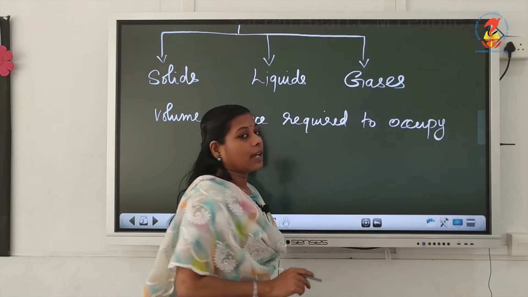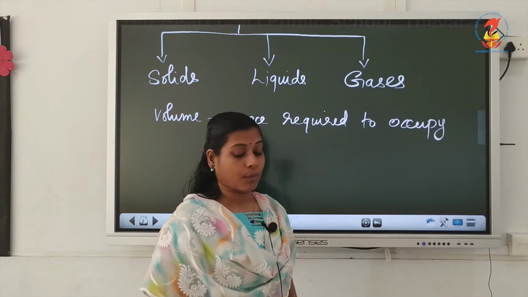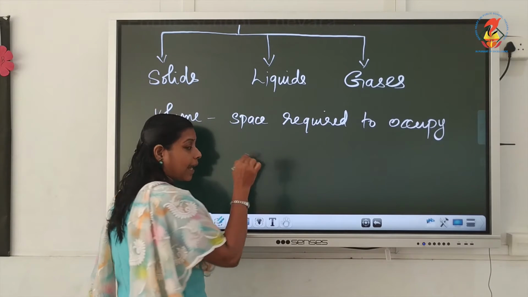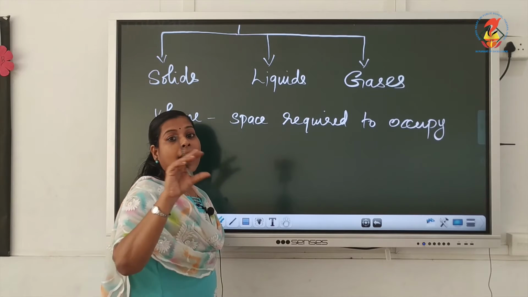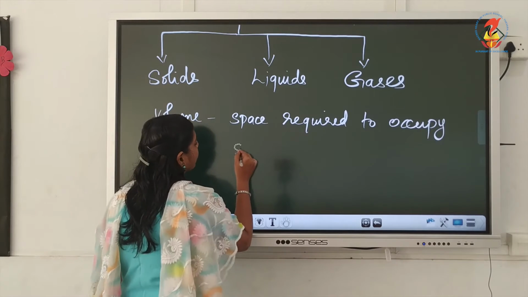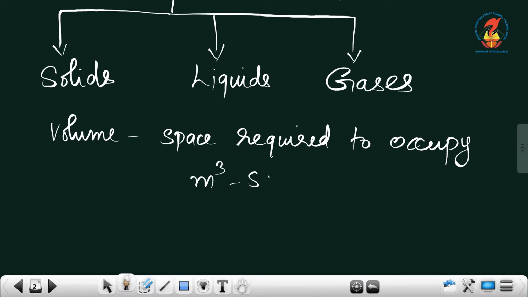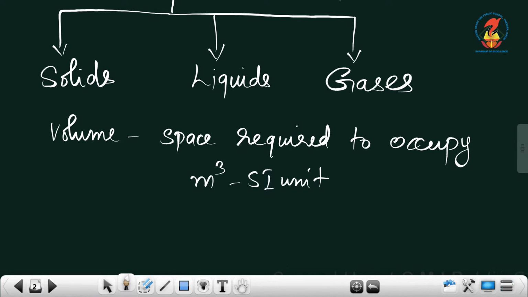And what is the SI unit of volume? The common SI unit of volume is meter cube. For a material to occupy space, it has length, breadth and height, and as per that the SI unit of volume will be meter cube. Just understand all these fundamental things. Then the commonly used unit of volume is liter.